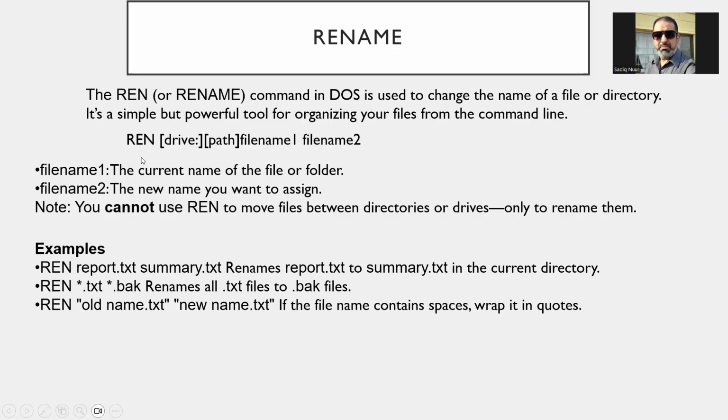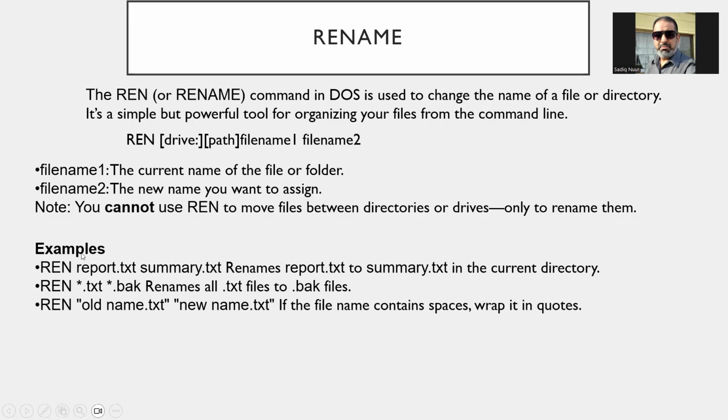So if you are executing from your flash drive and you want to rename something in the C drive, then you will put C colon and then slash, then you have to put the path, the file name 1 and then file name 2. So file name 1 is the current name of your file or the folder, and then file name 2 is the new name you want to assign, right? One thing you need to note is that you cannot use ren to move files between directories or drives, only to rename them.